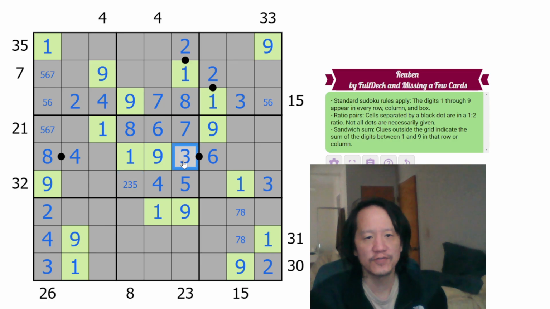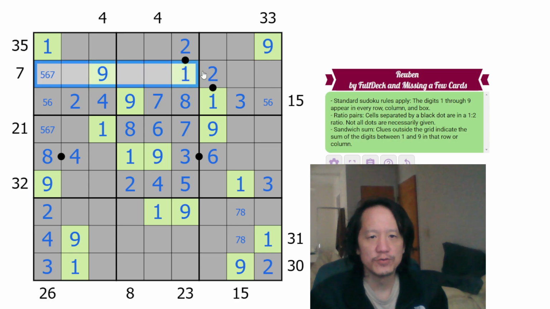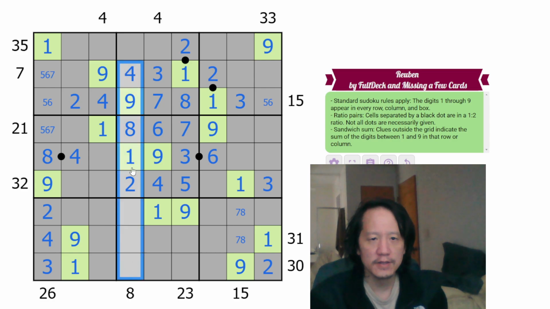This can't be 3 or 5, so it must be 2. And now this adds up to 7 for this row, and it does not have a 2, so it must specifically be 3 and 4. Well, this can't be 4 because of this 4, so this must be a 3, and this is a 4. And I believe that's all.